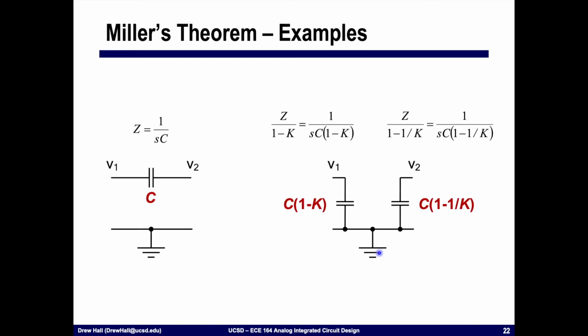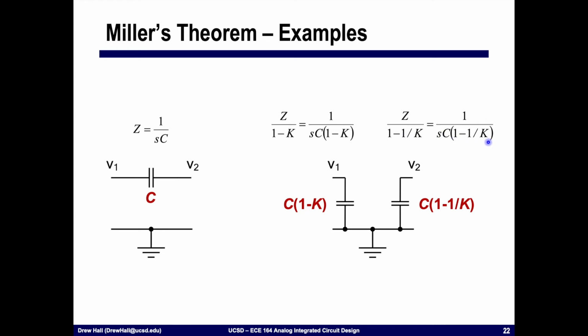All right, so let's use this Miller's theorem and let's use a couple of examples. So the impedance of a capacitor, we know that the impedance is 1 over SC, and so I'm going to take a capacitor that's in feedback and I'm going to reflect it at the input and I'm going to reflect it at the output to its grounded equivalence. Okay? And so if I do Z divided by 1 minus K, where Z is 1 over SC, I find that the input impedance is going to be 1 divided by SC times 1 minus K, and the output is going to be Z divided by 1 minus 1 over K, which is 1 divided by SC times 1 minus 1 over K.